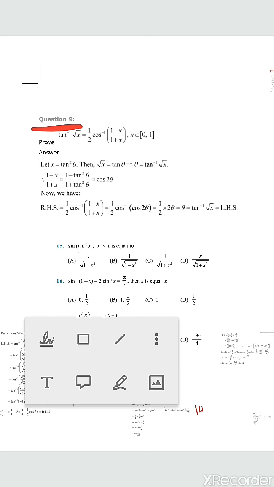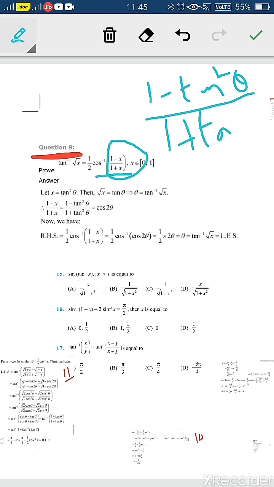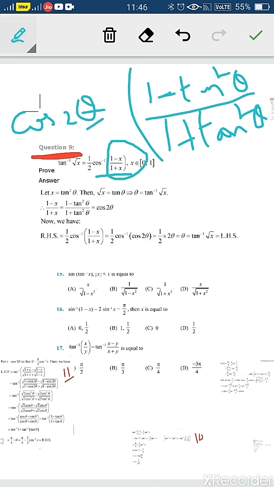What will you do here in this question? See the right hand side: the left hand side is tan inverse, the right hand side is cos inverse. It means we have to make this a function of cos, right? We know that 1 minus tan square theta upon 1 plus tan square theta is equal to cos 2 theta, right? Here in place of tan square theta I have x, so I got the hint, I will put x equal to tan square theta.